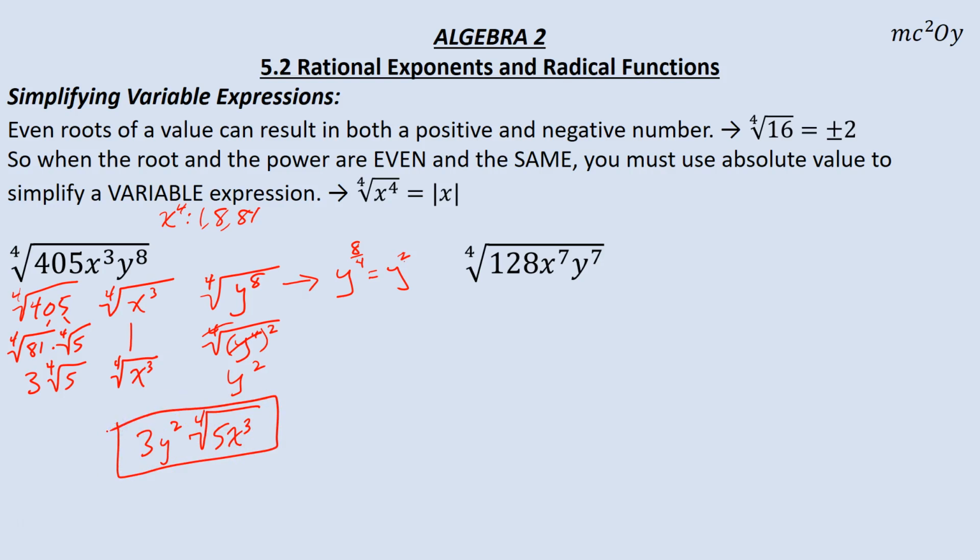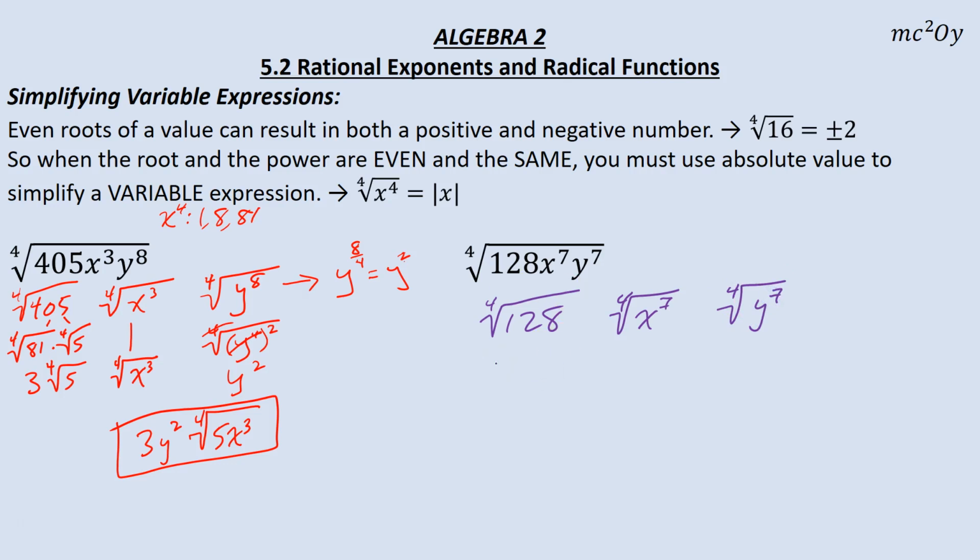All right, and we'll go one more here. So we have the 4th root. Let's go ahead and switch up some colors here. The 4th root of 128, the 4th root of x to the 7th, and the 4th root of y to the 7th. All right, 4th root of 128.